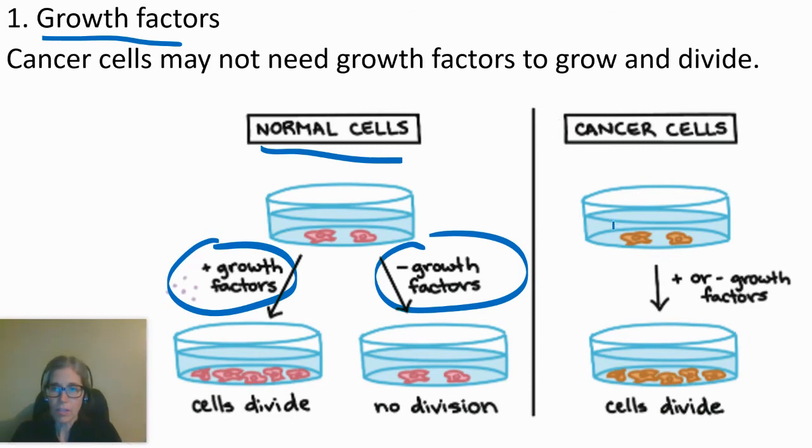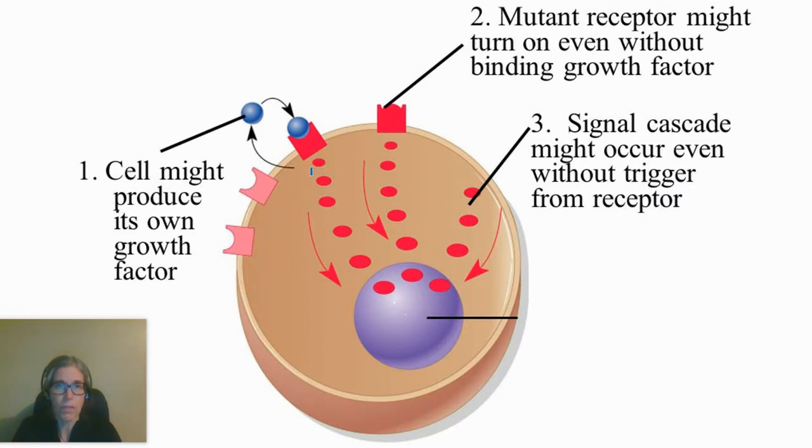So these are cancer cells, and whether they have growth factors or not, they're still going to divide. It doesn't really matter. So why is that? How come cancer cells will still grow even without growth factors? There can be several reasons for it. Here's an example of a cell that might be cancerous, and it might not need growth factors because it might produce its own growth factors. So you might not need to give it any in culture because it can just make them itself.